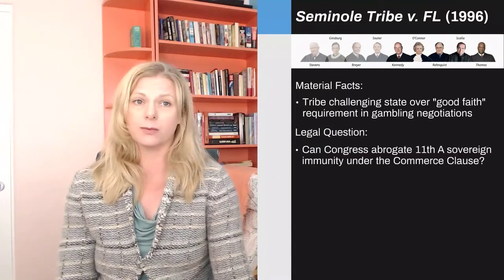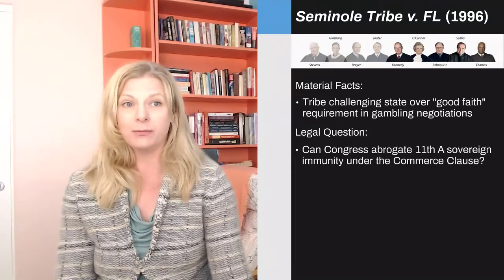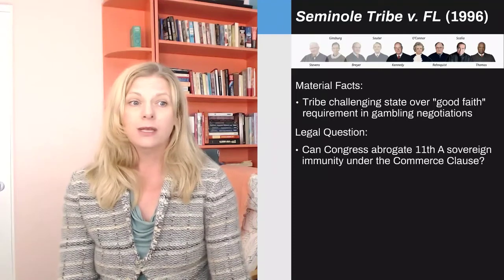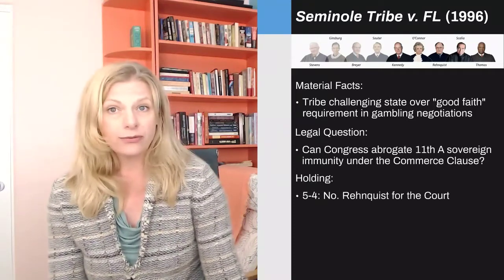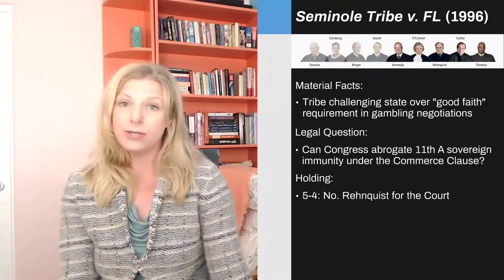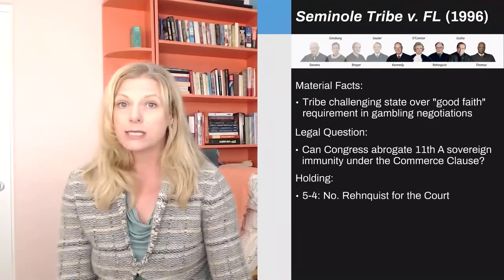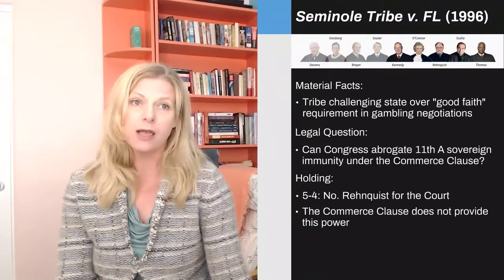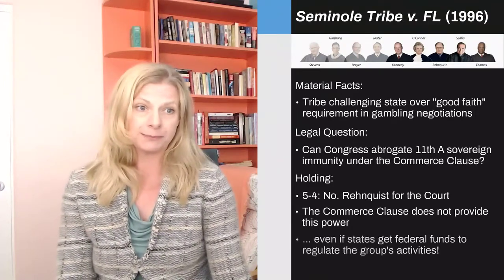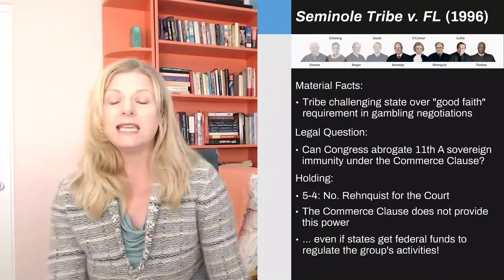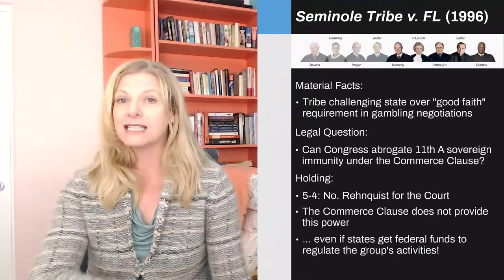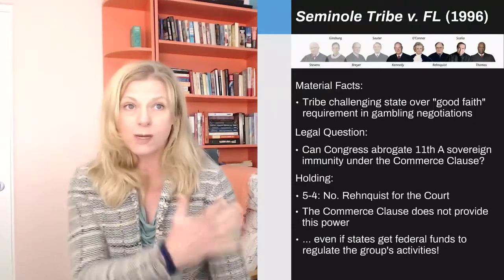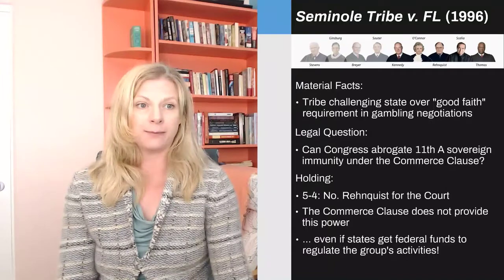And the legal question here is whether Congress can abrogate 11th Amendment sovereign immunity under the Commerce Clause. So this is exactly the same question as we saw in Union Gas. This time, though, we have a 5-4 split, and it goes the other way. And the court says, no, Congress can't do this. And Rehnquist writes this opinion. He argues that the Commerce Clause does not provide the power to abrogate sovereign immunity. And this is true even if Congress is giving states money in order to regulate the group activities that are in question, which was the case here in Seminole Tribe.